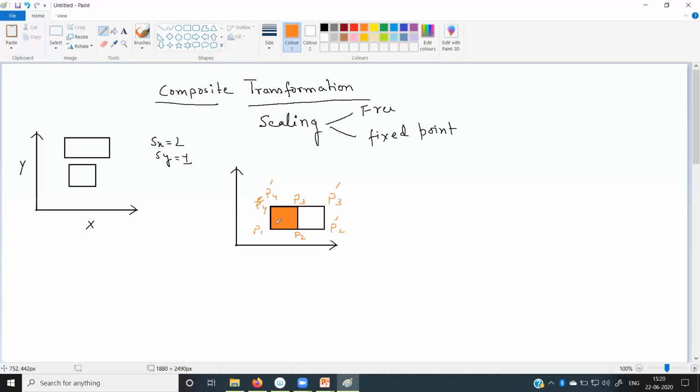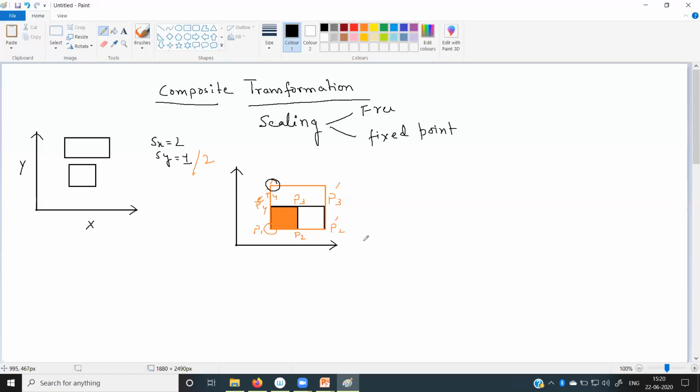Here you can notice one important thing: the point P1 has not changed its position. You might say that the point P4 also has to change its position, but as we consider the scaling factor along the y direction is 1, it does not change. But instead of 1, if I choose 2, then the size will increase and the new size will be something like that. If you consider the scaling factor along y direction is 2 units, then the new square will be something like that, where the point P4 dash will be this one.